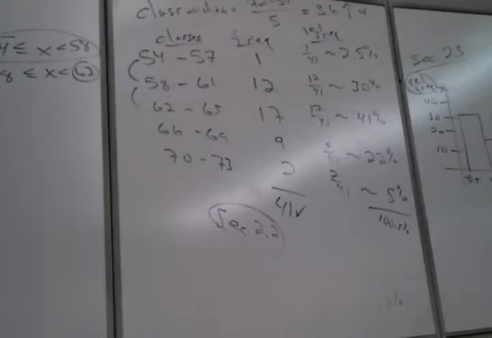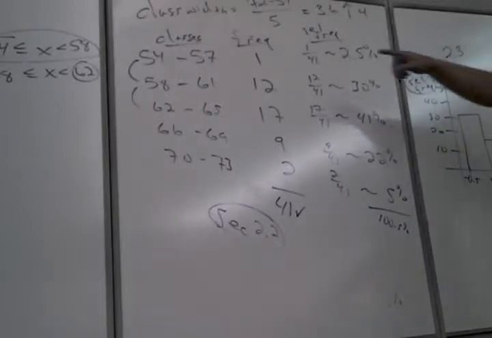Hit stat, sort, enter, and then you tell it which list. So I put it all in list 1. Enter. And then if you go back in, it's in order now. And then, of course, this is how we figured out 54 to 57, I only see one value in there.